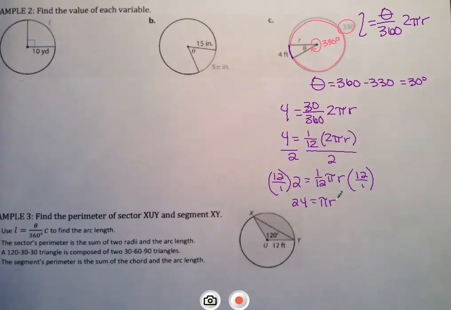24 pi does not equal r. We're going to divide by pi. So 24 divided by pi equals r. All right, give me an approximate for that. Bust out those calculators. I'm going to pause it. Okay, so r is approximately 7.6, and it's feet. So our radius is about 7.6 feet.